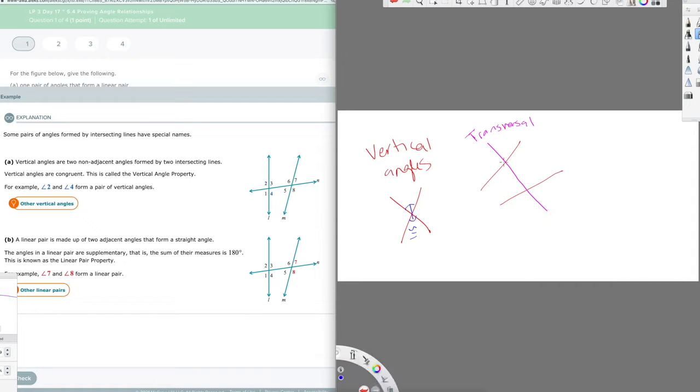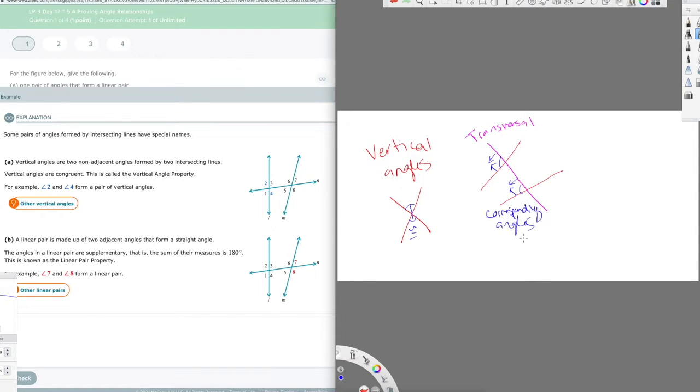So if they're in the same position, same relative position, so in this case, they're both above the red line, and I'm saying above kind of loosely there. They're both to the left of the pink line, so they're both in the same relative position. We call that corresponding. Corresponding angles.